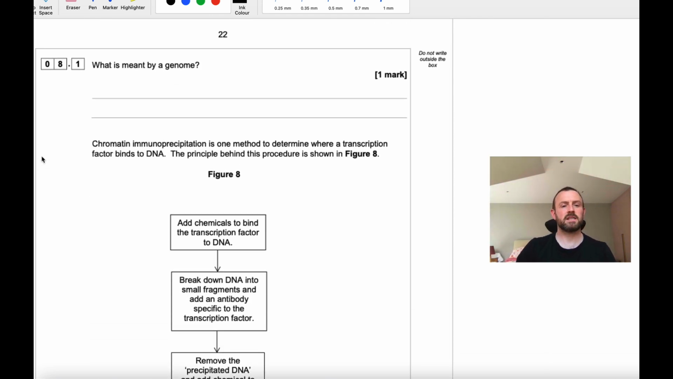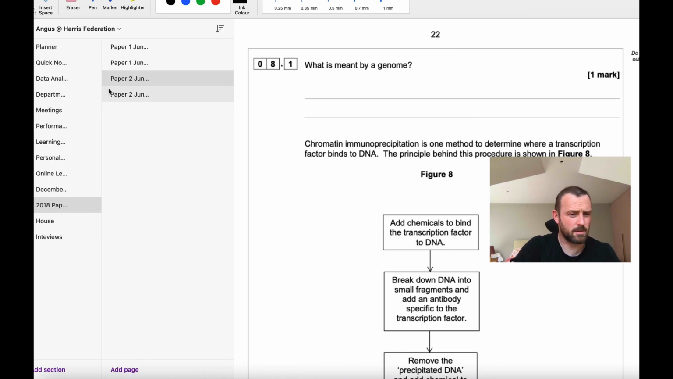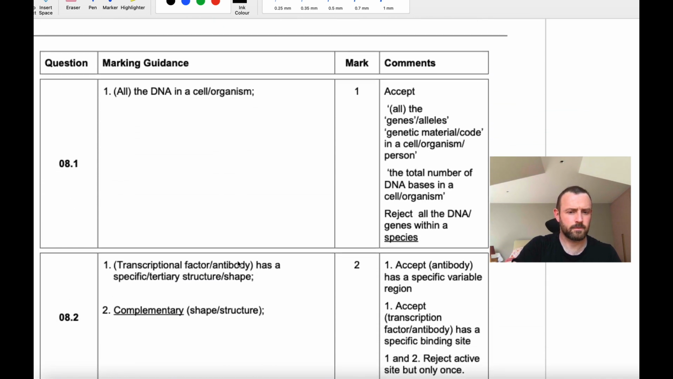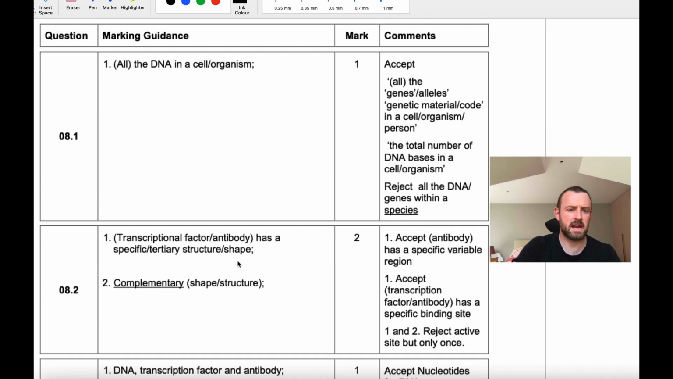Question 8. What is meant by a genome? So genome, this is just a definition. This is the total genetic code of an organism. I think that would get me the mark. Total genetic code of an organism. All the DNA in an organism. I think so. All the genes, alleles, genetic code in an organism. Yeah, okay, that's good. We would have got that.